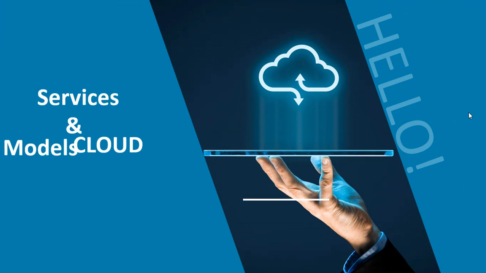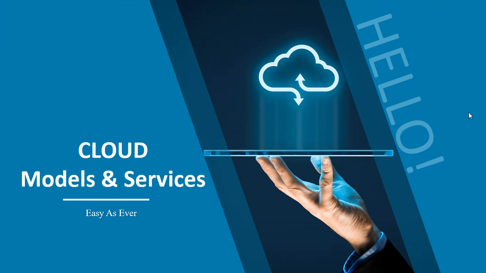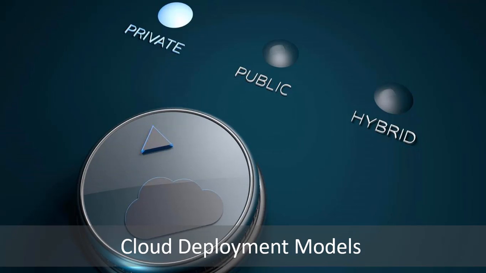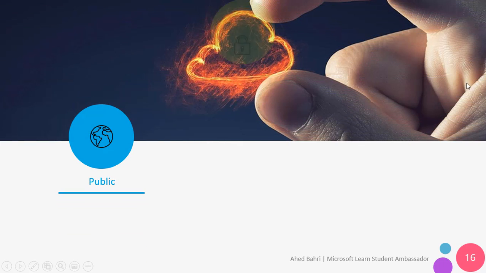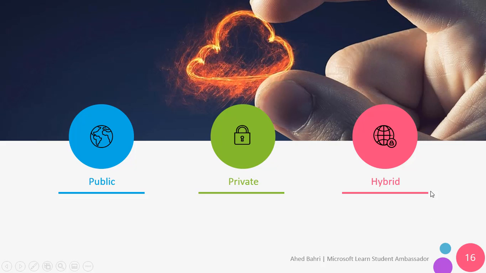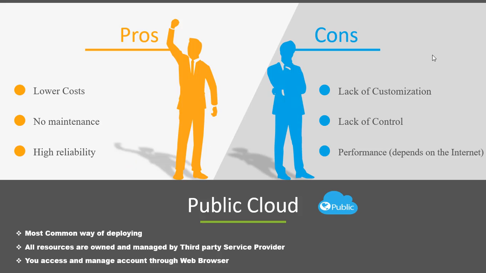Hello guys and welcome. Today we're going to talk about cloud models and services. You should know before we start that not all clouds are the same and not one type of cloud computing is right for everyone. Several different models, types and services have evolved to help offer the right solution for your needs. So, there are three different ways to deploy cloud services: on a public cloud, private cloud or a hybrid cloud. Okay, let's start with public cloud.